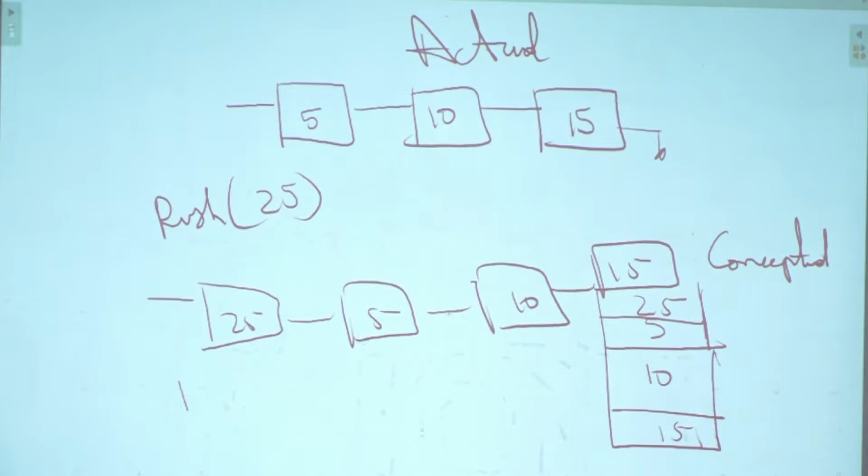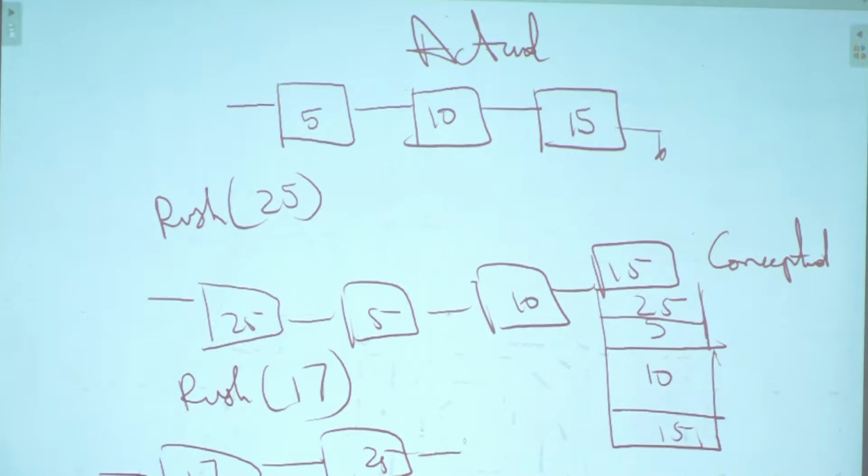Then again I say push 17, how should my linked list look? 17, 25, 15, 5, 10, 15. And 15's next is null. So now, when I say push 17, this is how it is. So my stack should look like this.